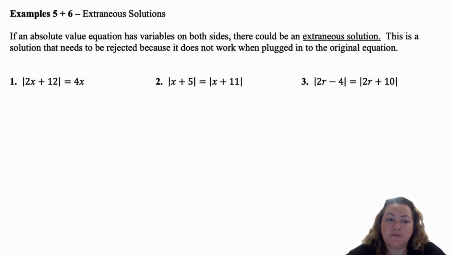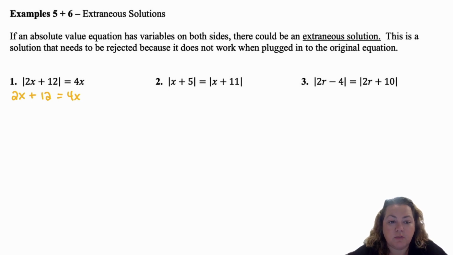All right, examples 5 and 6, extraneous solutions. If the absolute value equation has variables on both sides, there could be extraneous solutions. This is a solution that needs to be rejected because it does not work when plugged into the original equation. So again, this is why it's so important to be checking your solution.